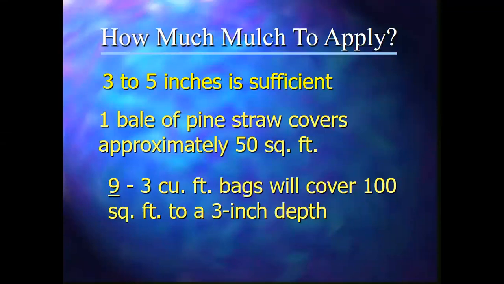Now you don't want to do what I've seen on trees, we call it volcano mulching. Put 2 feet of mulch at the base of a tree, and that's going to smother the roots and could cause rot and diseases. So we want to avoid that.